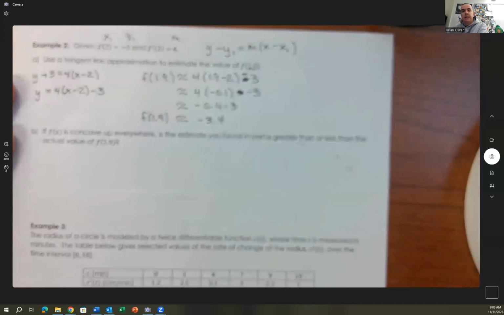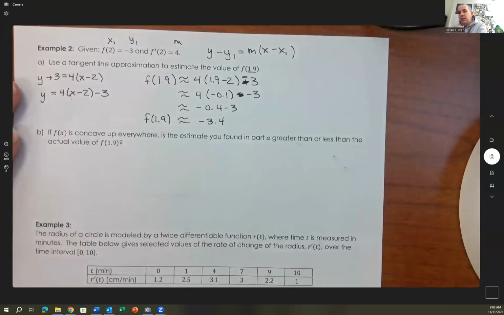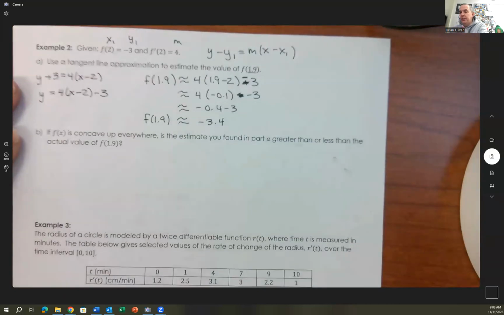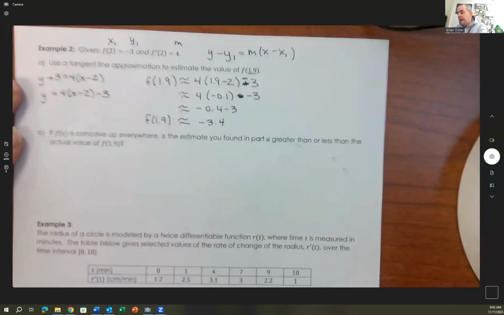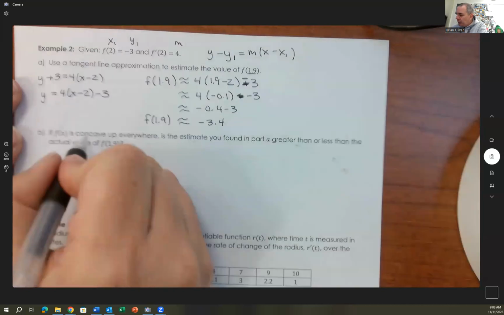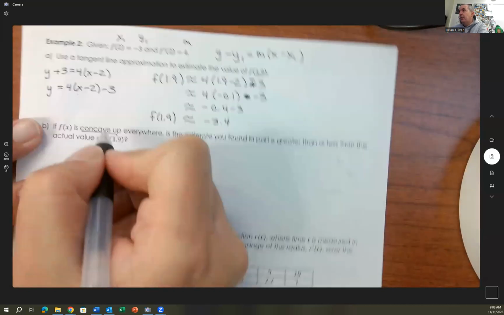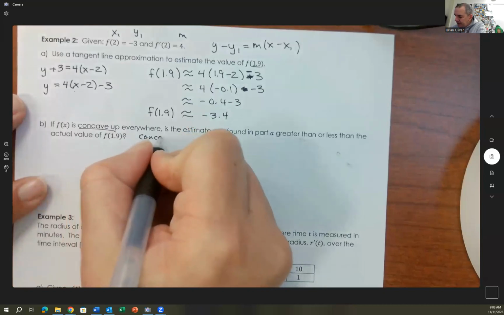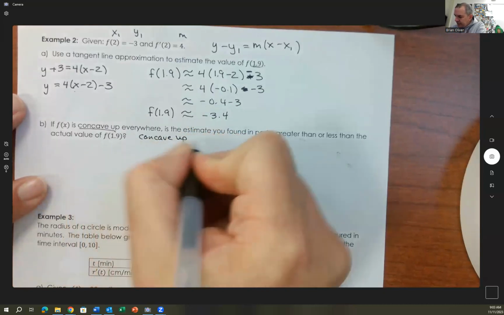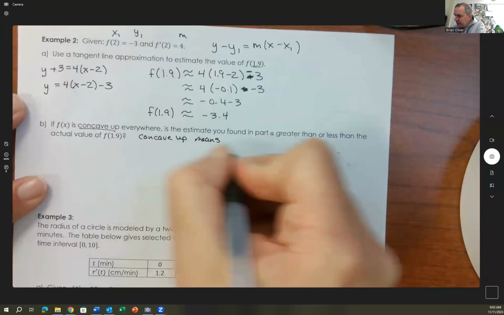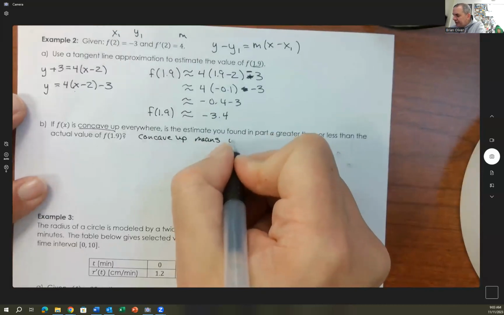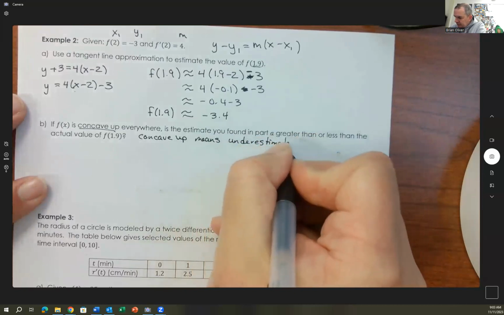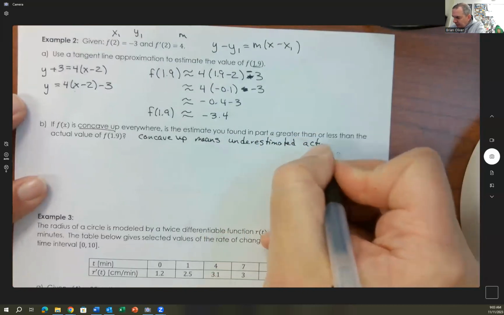Make sure you use the curly equal sign. That's approximation. If you use a hard equal sign, you're saying it is equal to it. It's not, it's an approximation. That's why we do that. We know that this function is concave up everywhere. Since it is concave up, that means we underestimated the actual value. So let's answer the question.